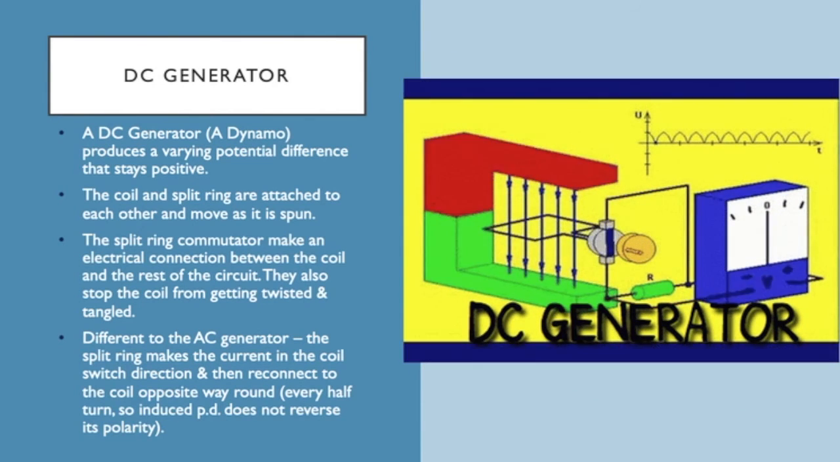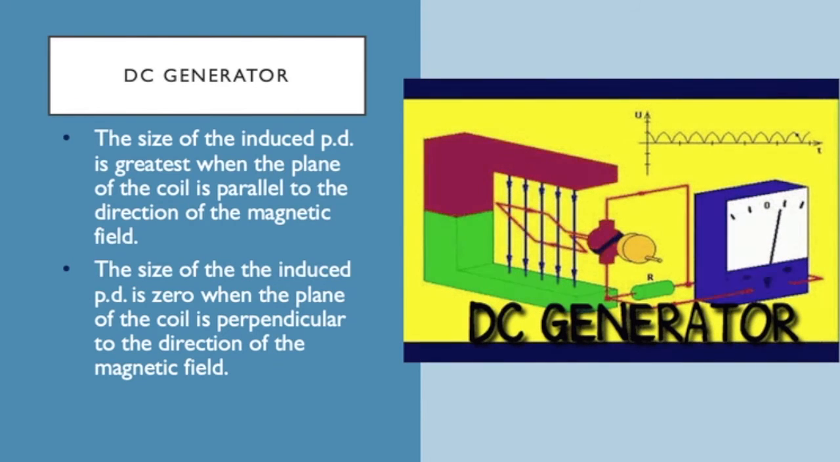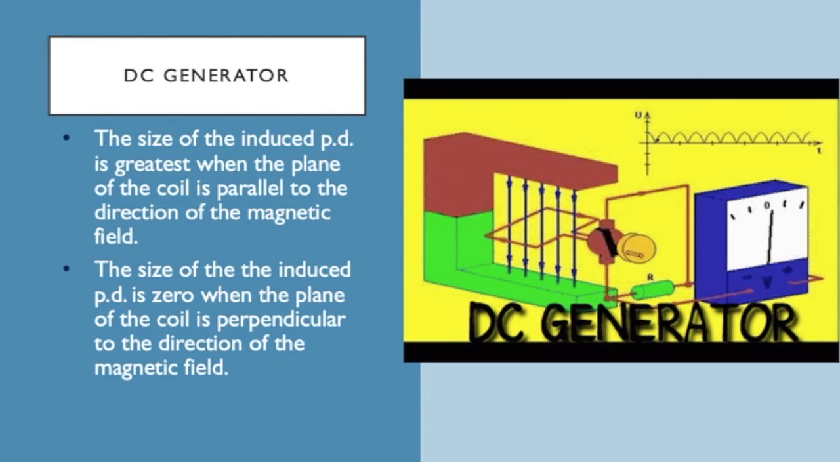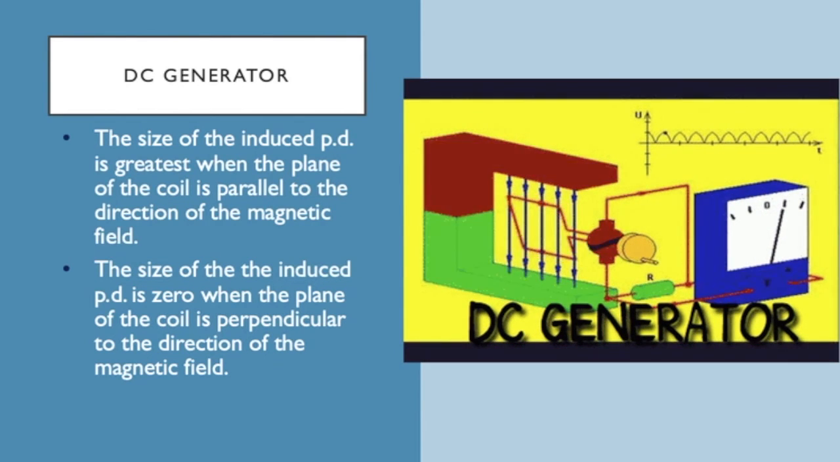Different to the AC generator, the split ring makes the current in the coil switch direction and then reconnect to the coil in the opposite way round every half turn, so induced potential difference does not reverse its polarity. Just like in the AC generator, the size of the induced potential difference is greatest when the plane of the coil is parallel to the direction of the magnetic field, and the size of the induced potential difference is also zero when the plane of the coil is perpendicular to the direction of the magnetic field.